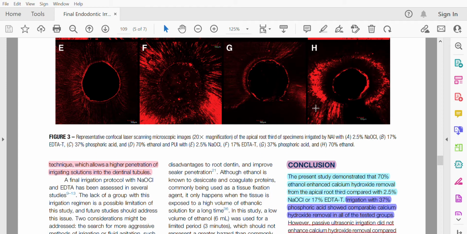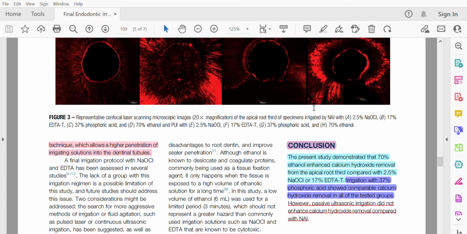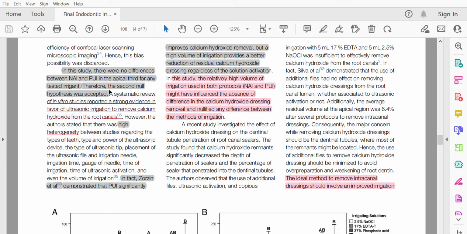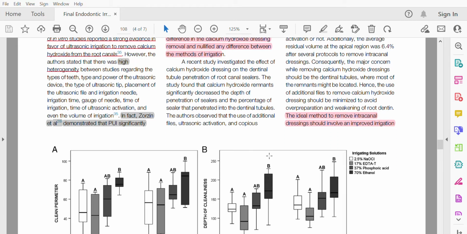The critique of this article is that there is no difference between activation and non-activation, but in another study, a systematic review, the use of passive ultrasonic activation or irrigation significantly improved calcium hydroxide removal, but a high volume of irrigation provided a better reduction of residual calcium hydroxide than solution activation.